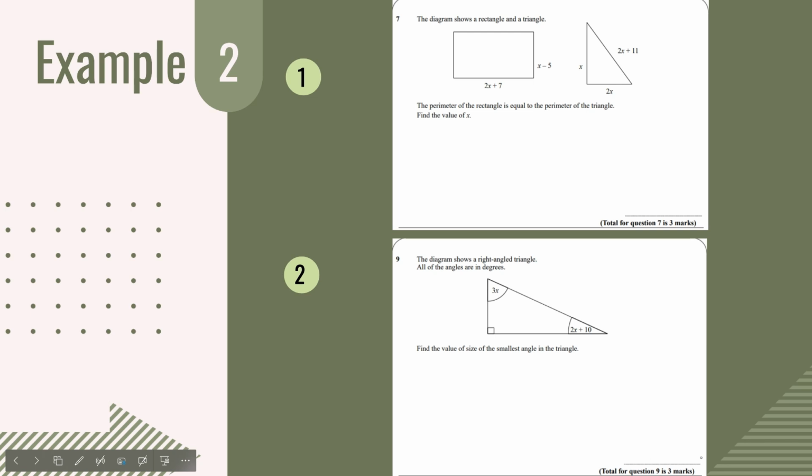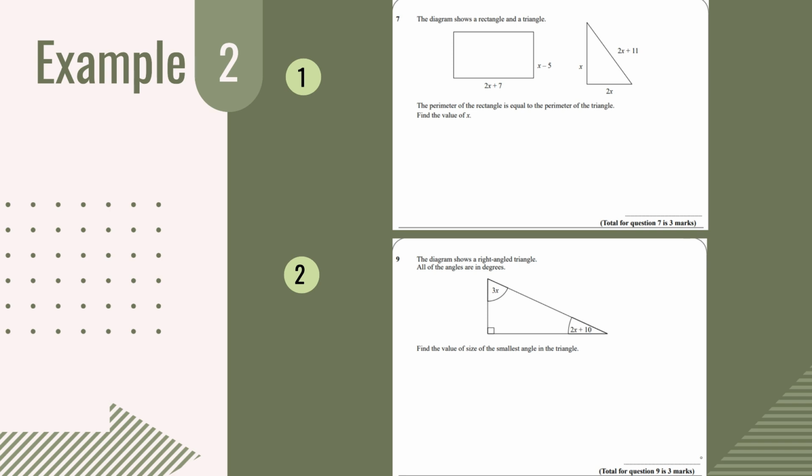Here are some more exam questions for you to have a go at. Have a go, pause the video and unpause. So, the first question says, the diagram shows a rectangle and a triangle. The perimeter of the rectangle is equal to the perimeter of the triangle. Find out the value of x.